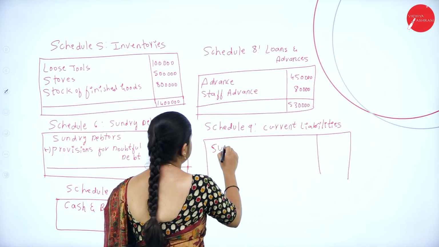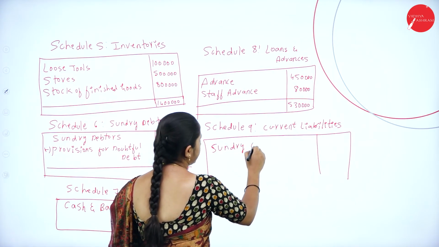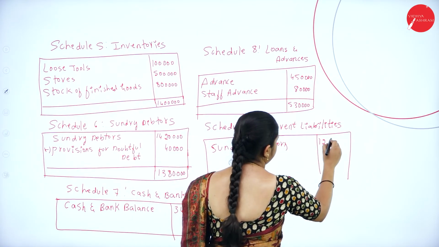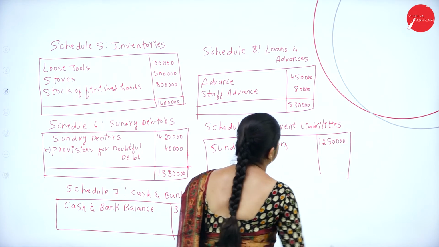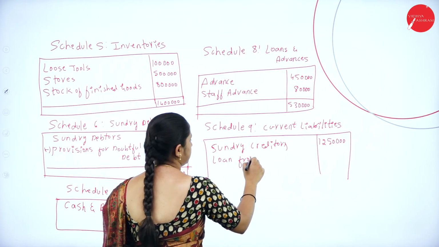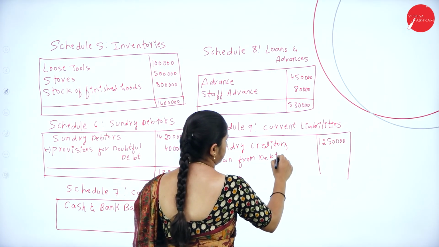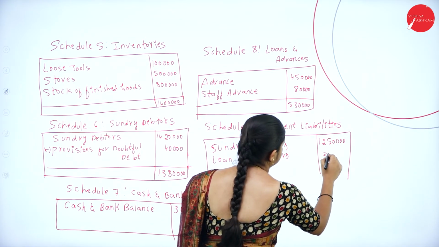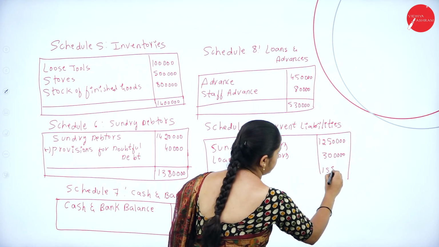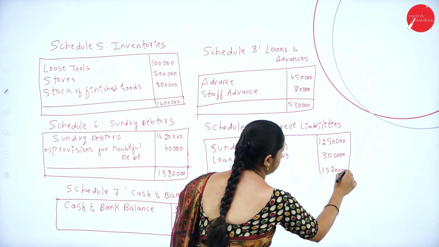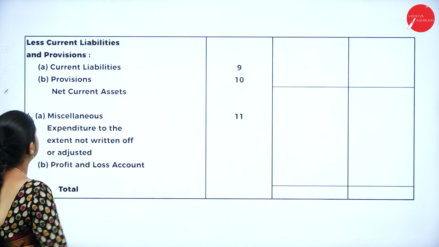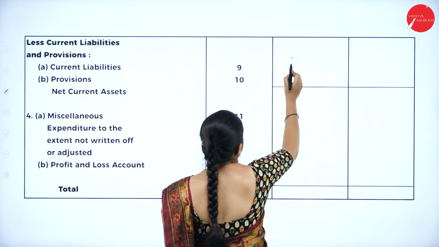Under current liability, sundry creditors 12 lakh 50,000. Then loan from debtors 3 lakh. Total 15 lakh 50,000. So write 15 lakh 50,000.